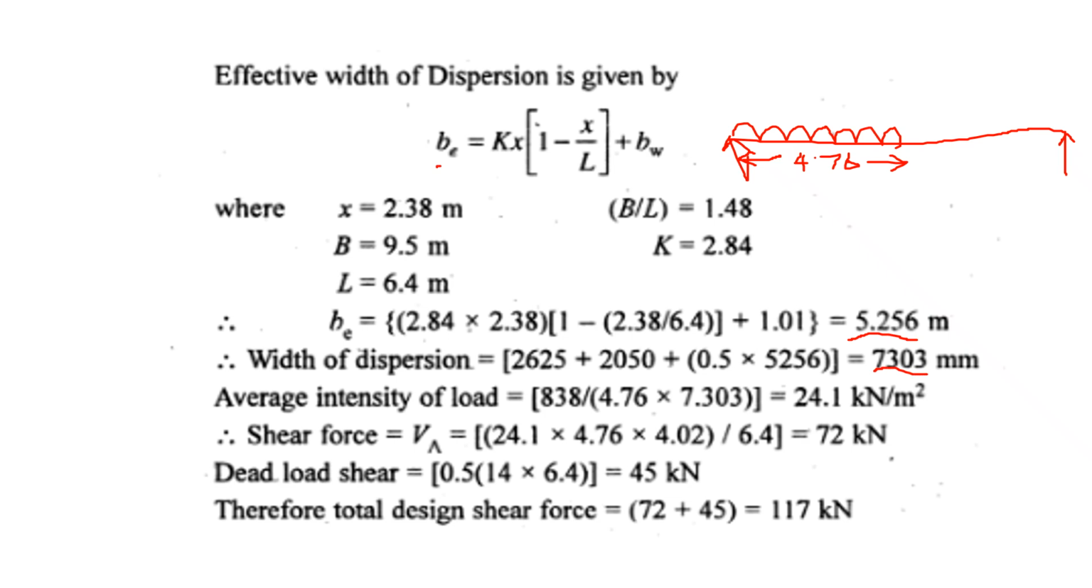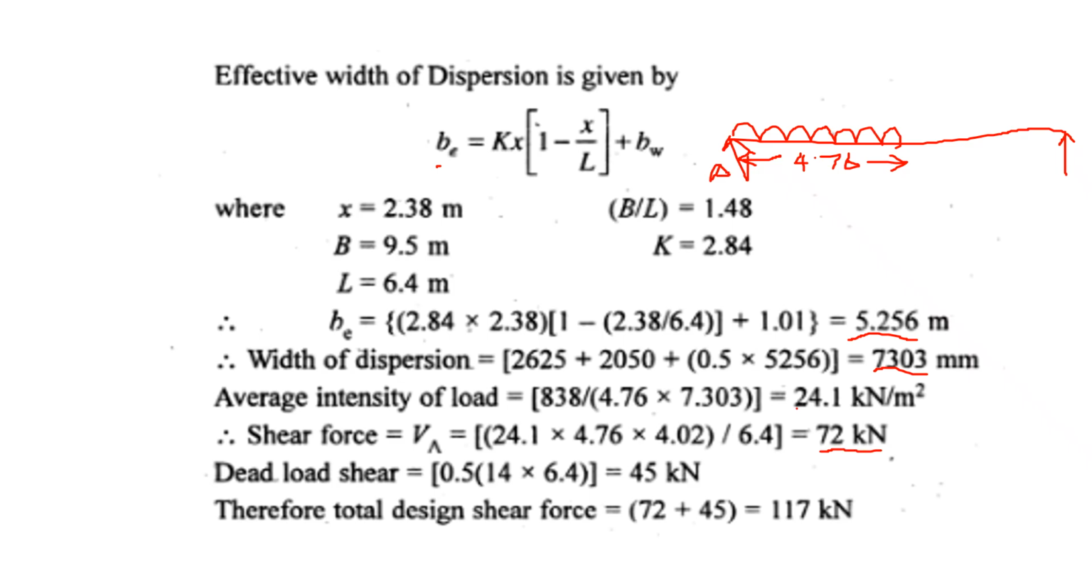So the average intensity of the load is equal to the load after the impact divided by the area of intensity of the load, which is 4.76 effective length into 7.360 effective width. So it is 24.1 kilonewton per meter square. Next, the shear is calculated. The shear force VA at support A is calculated. These steps we already know how to calculate the shear force. The shear force VA was found to be 72 kilonewton.